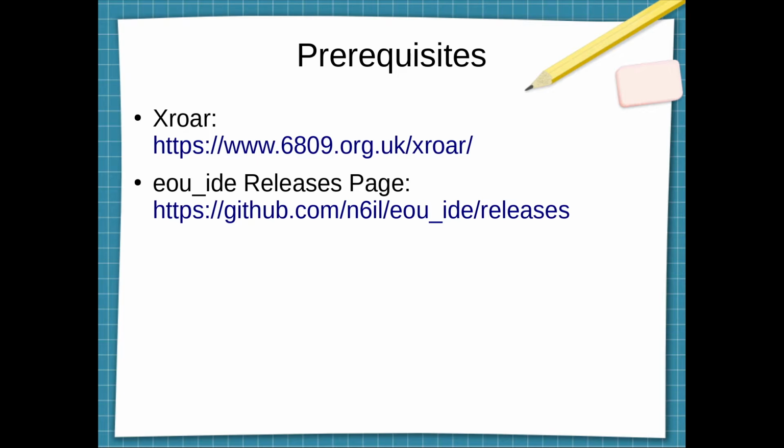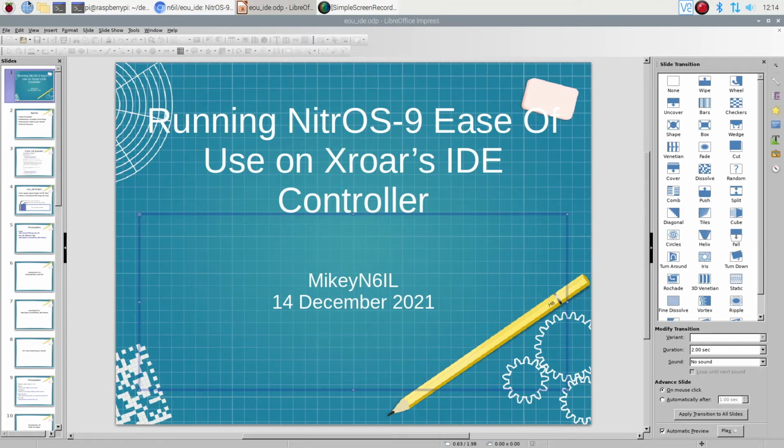So for the prerequisites, you need to have the XRoar emulator. The latest version is recommended. And the EOU IDE project, the releases page is where you download the binaries. So let me switch into this.